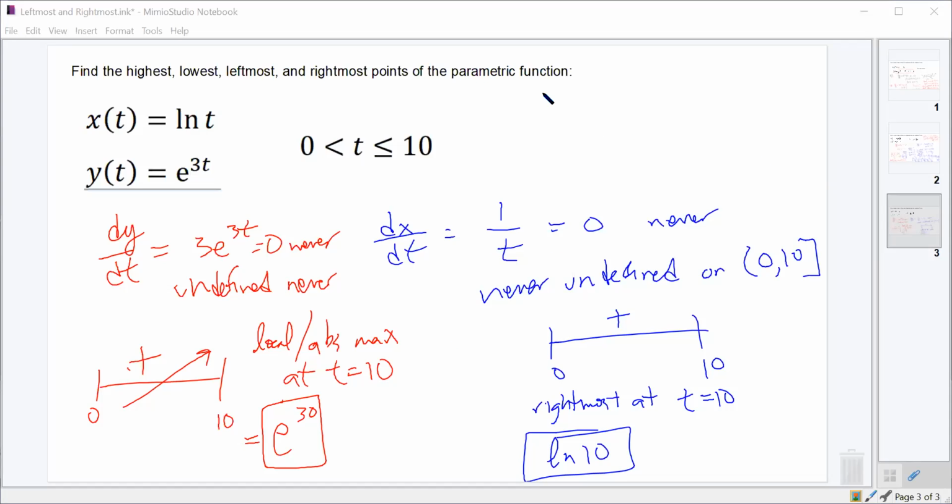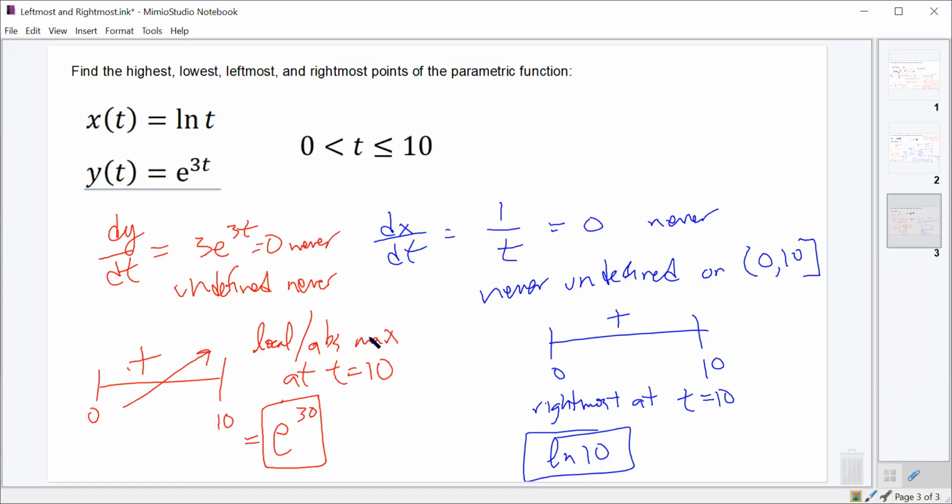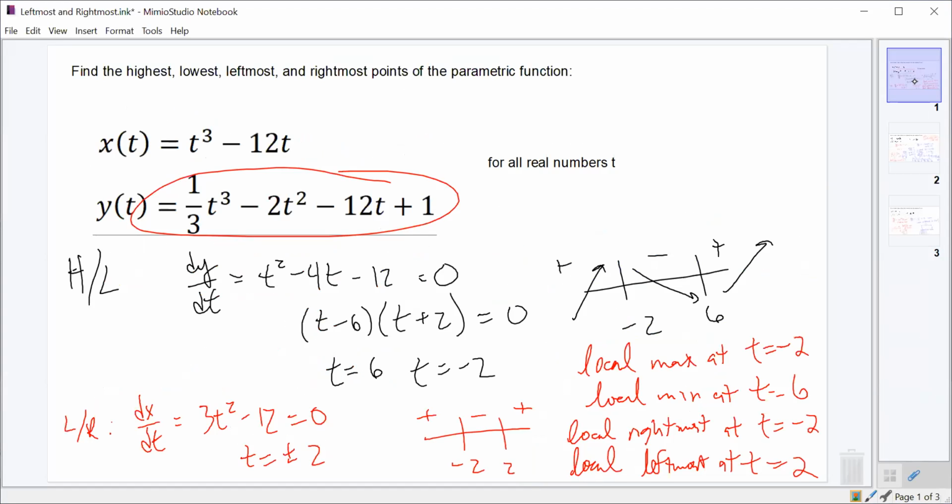Oh, I have a question. For that very first problem, would we technically say there is no highest, lowest, leftmost, rightmost because it's local and it's not absolute? Right, we could only state that they're local, but there are no absolute max, min, rightmost, or leftmost. Correct. Okay, got it. Yep.